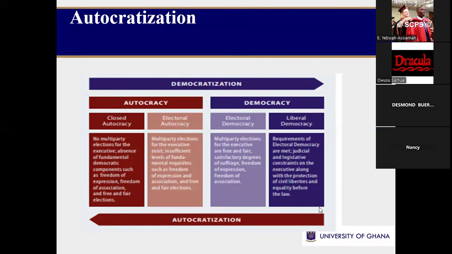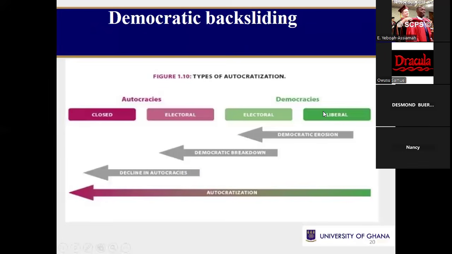So all the movement from right to left is autocratization. But if liberal democracy falls to electoral democracy, we call it democratic backsliding. That is the more technical word given to it. Now here, this is also the regimes of the world, associated with the VDEM, Varieties of Democracy. If a liberal democracy like the US falls to electoral democracy, we call that movement democratic erosion or democratic backsliding.